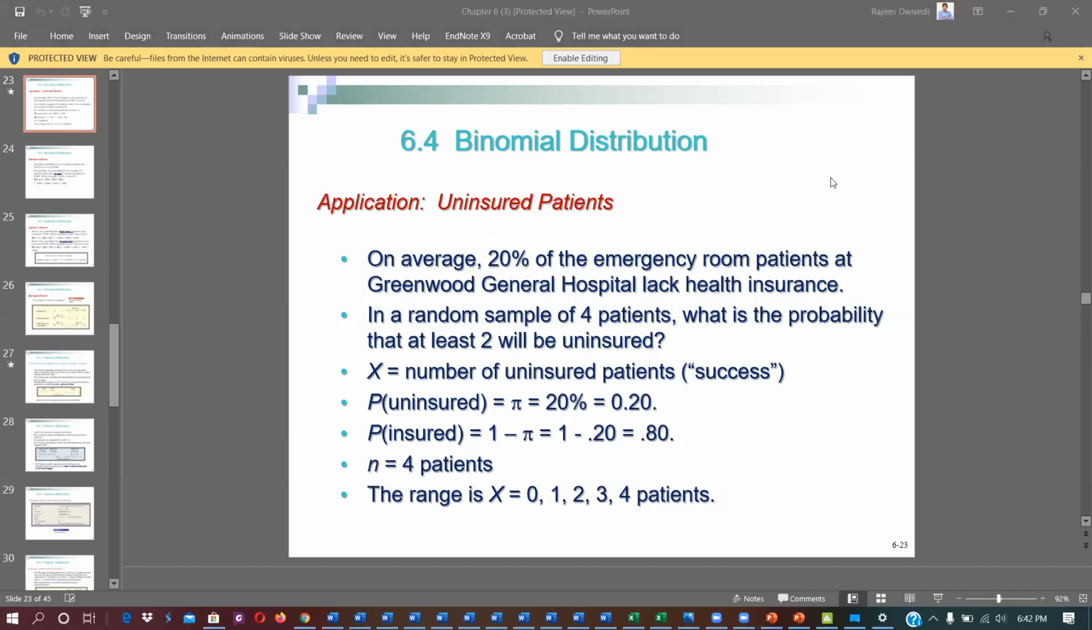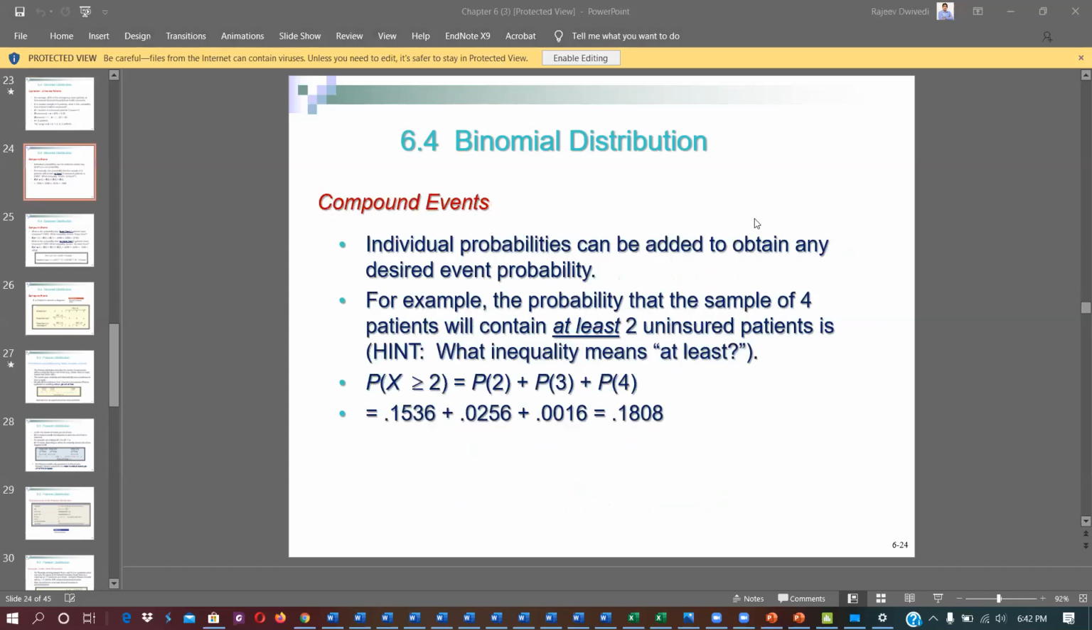Jim, is it clear? Or it can be very easily explained using a table. So let me go and explain. Just a minute. I'm going to pull up the table. So give me a minute.